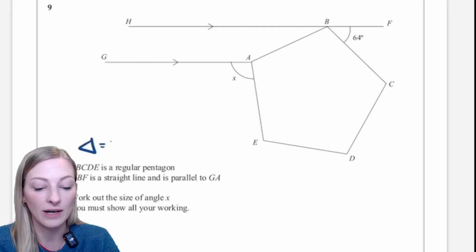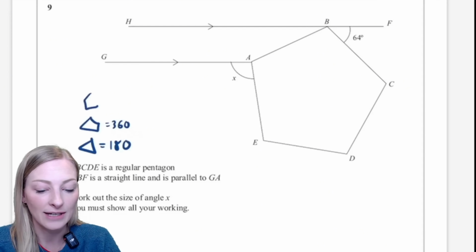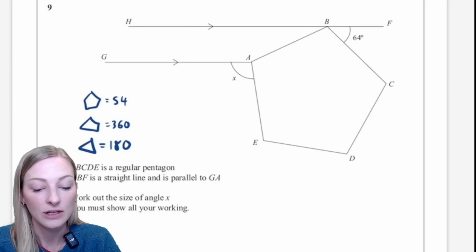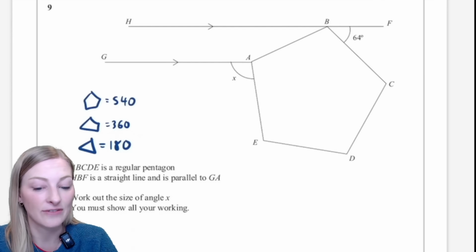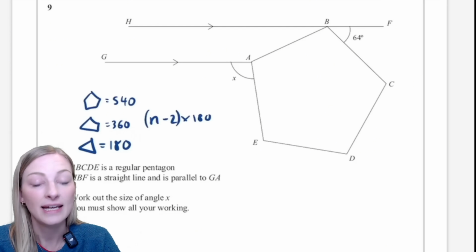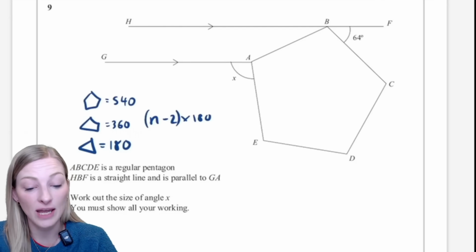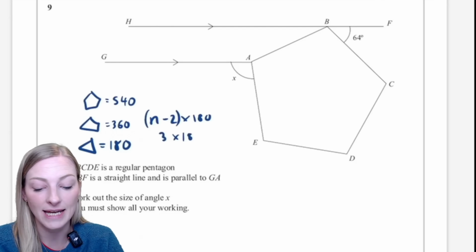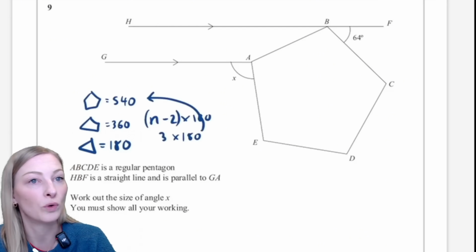Angles in a triangle add up to 180. Angles in a quadrilateral add up to 360. And every time you add a side, you add another 180 degrees. So it's good to know those ones. A hexagon is 720, or you can remember the formula, the number of sides, take away 2, times by 180. In this case, because it's a 5-sided shape, we would do 3 times 180, and that's how we're getting 540.